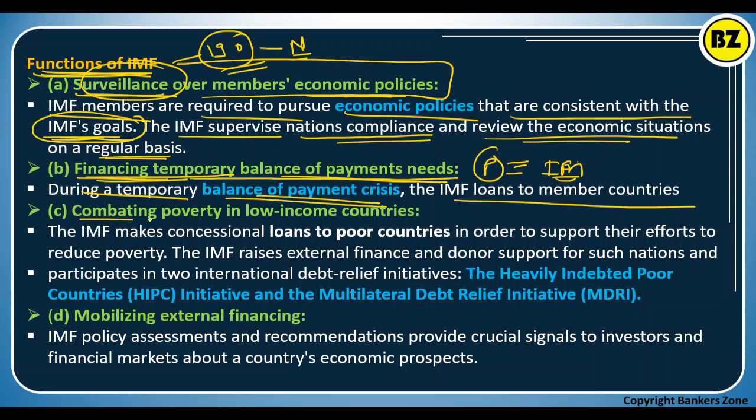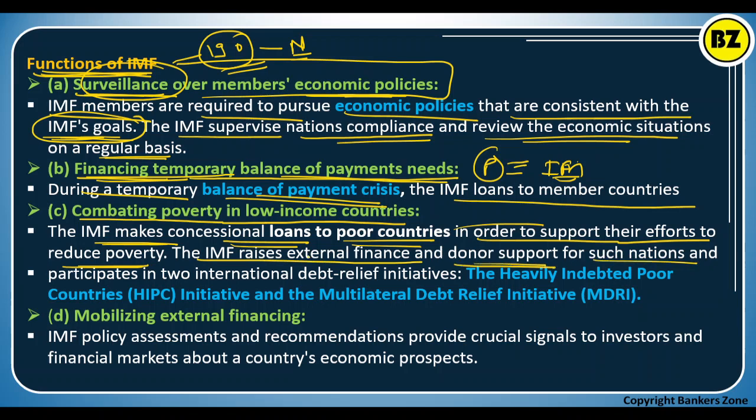Apart from that, a major function is combating poverty in low income countries. How does the IMF combat it? The IMF makes concessional loans to poor countries in order to support their effort to reduce poverty. So the IMF gives loans to poor countries so that they can fight poverty. The IMF raises external finance and donor support for such nations and participates in two international debt relief initiatives.